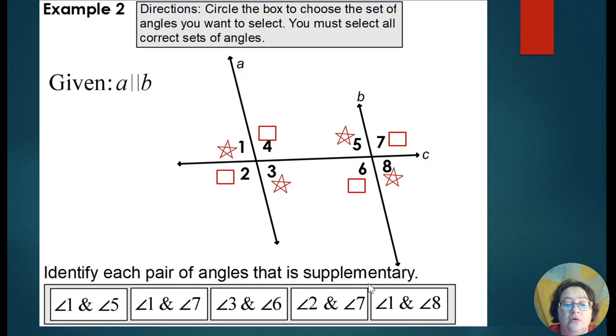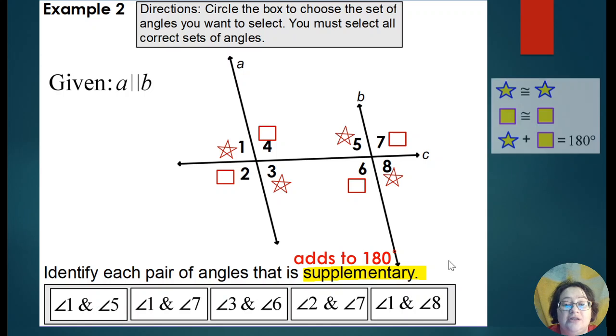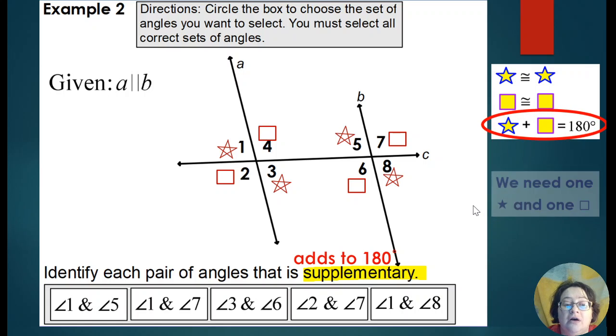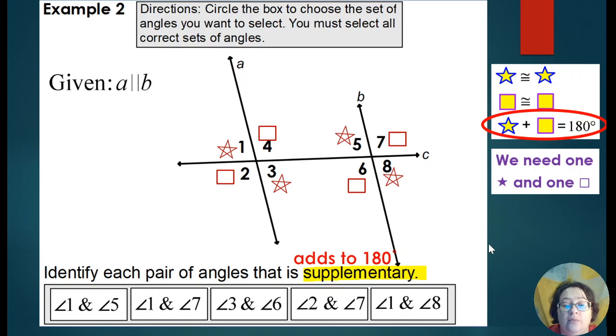All right, so for each pair of angles that is supplementary. Remember, supplementary means they add to 180 degrees. So if I think back to my angle relationships here, my star equals star, box equals box, and star plus box equals 180. If they have to add to 180, then the only one I can use here is the star and a box. So I'm looking for one star and one box in each angle pair.